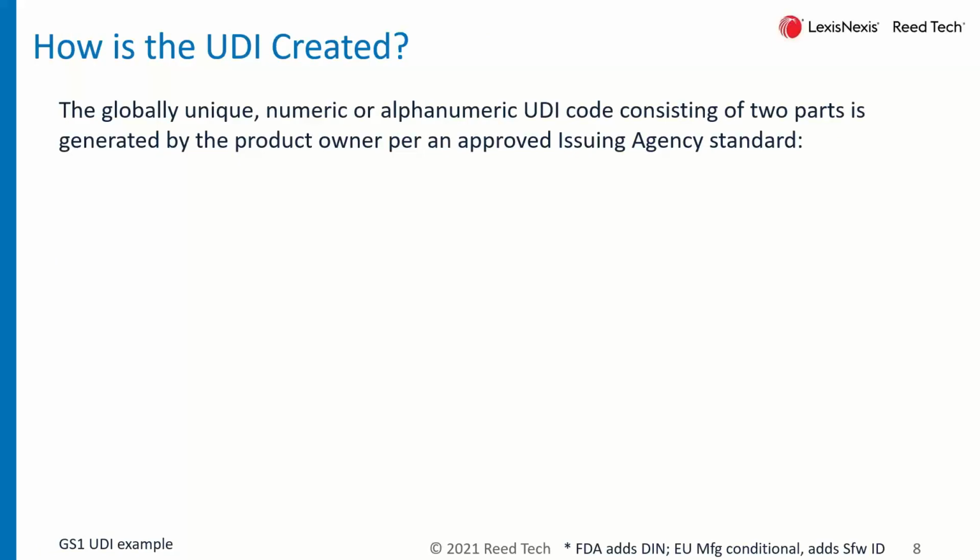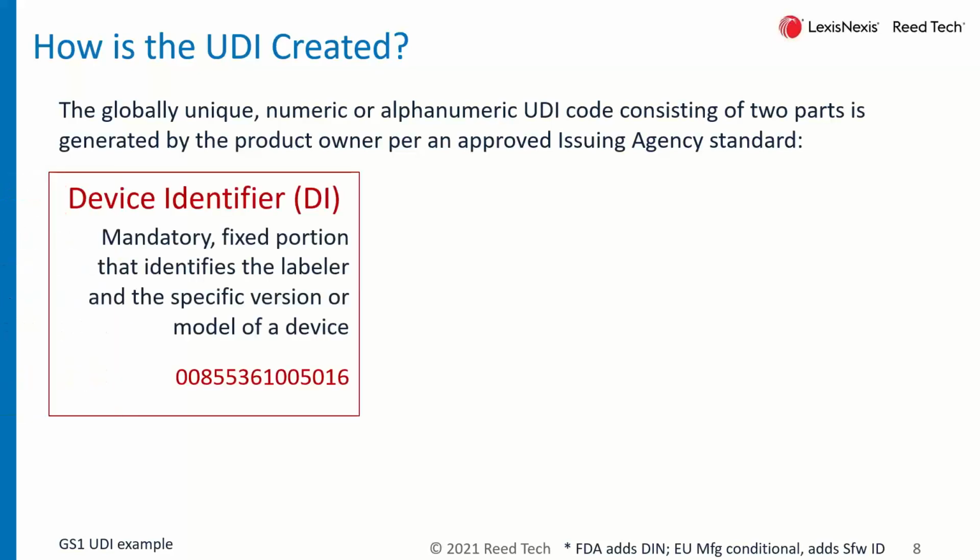A related question is how you actually create UDI. So the actual product owner is responsible for creating the identifier based on an approved standard. They first need to generate a device identifier, and that's the mandatory fixed portion that's always present in the UDI. It identifies the labeler, so the actual manufacturer, and it points to a particular model version.